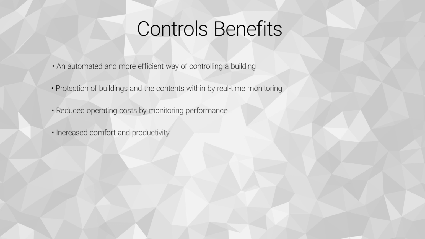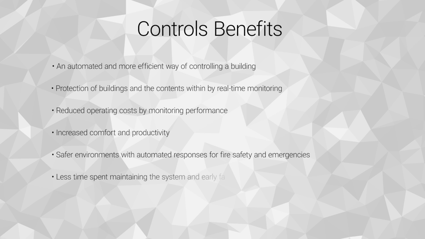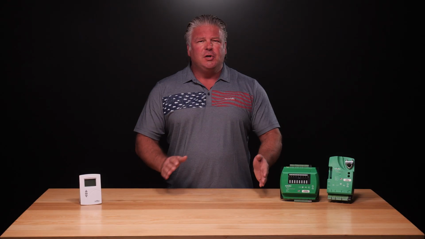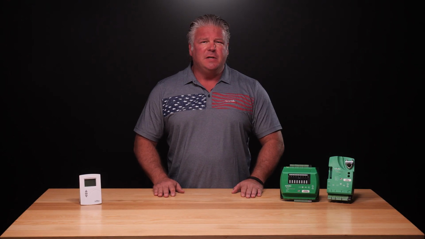Increasing comfort and productivity by having properly conditioned air and correct exchanges of CO2, dust within a space. Safer environments with automated response for fire and safety and emergencies. Less time spent maintaining the system, and early fault detection. Enable the use of analytics to further gain an additional 10 to 15% of energy savings with optimization. Controls are the foundation of the building automation system.